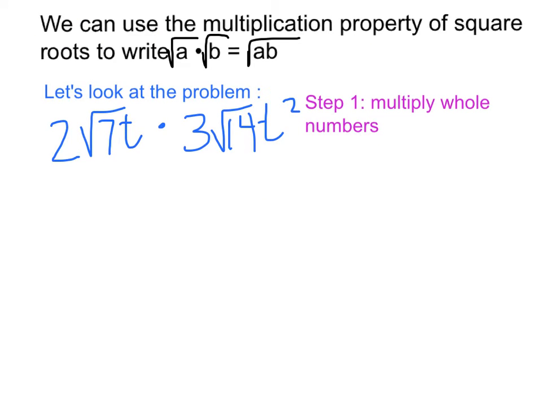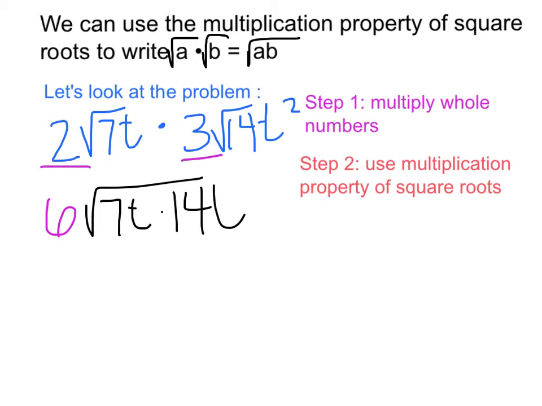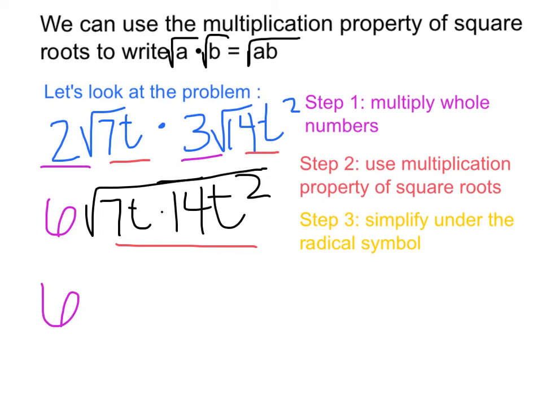Now we can use the multiplication property of square roots to write the square root of a times the square root of b equals the square root of ab. So basically going backwards. So in the problem 2 root 7t times 3 root 14t squared, our first step is to multiply the whole numbers 2 and 3. 2 times 3 gives us 6, and then we use the multiplication property of square roots to write 7t times 14t squared. Now all we have left is to simplify under the radical symbol.